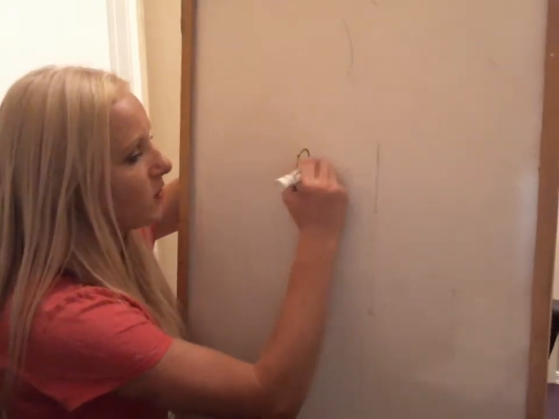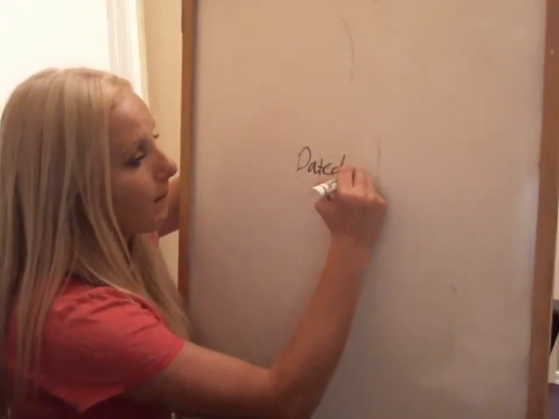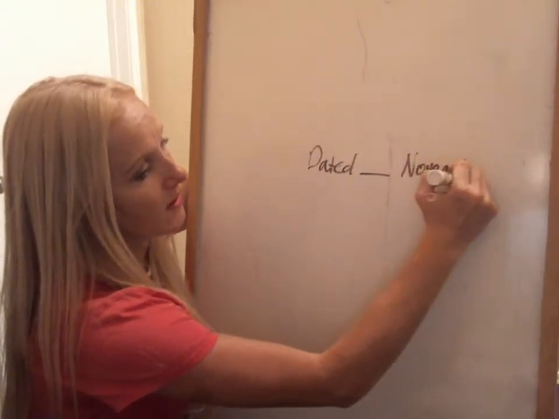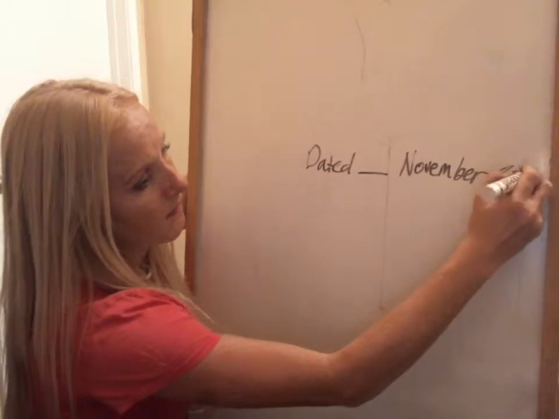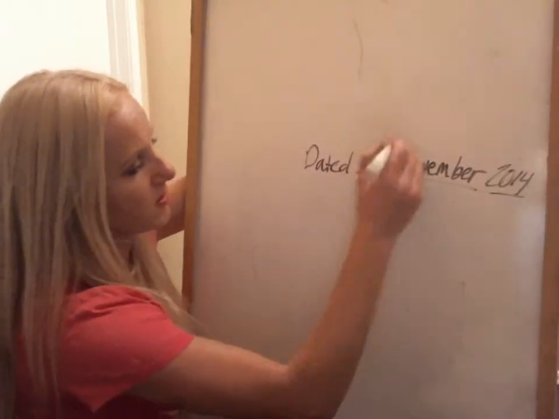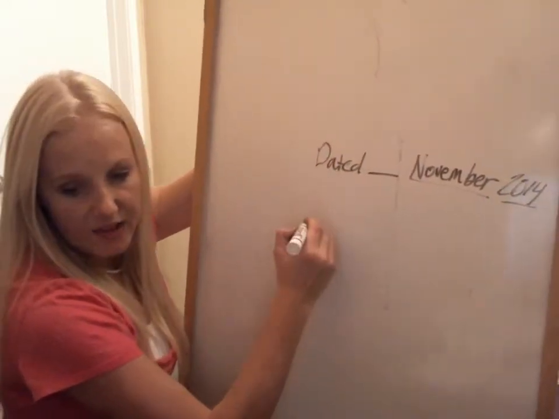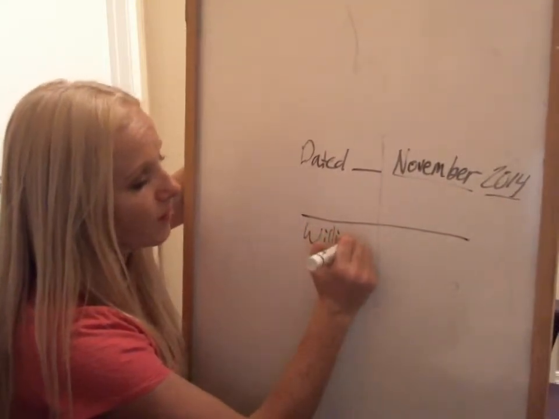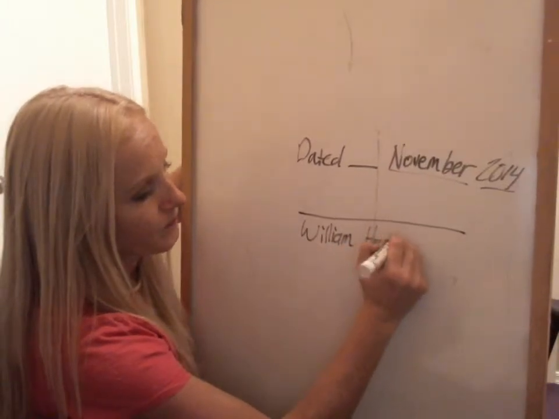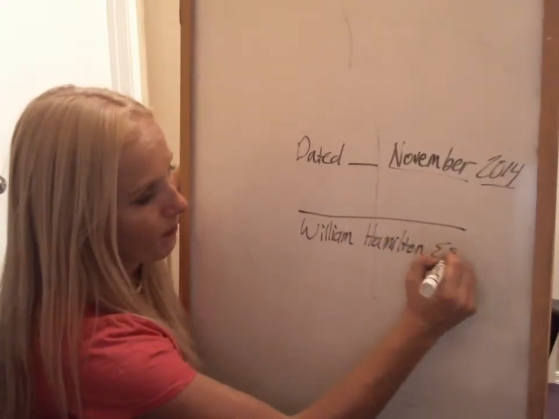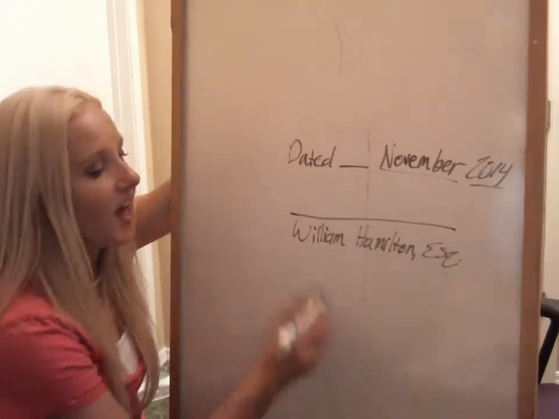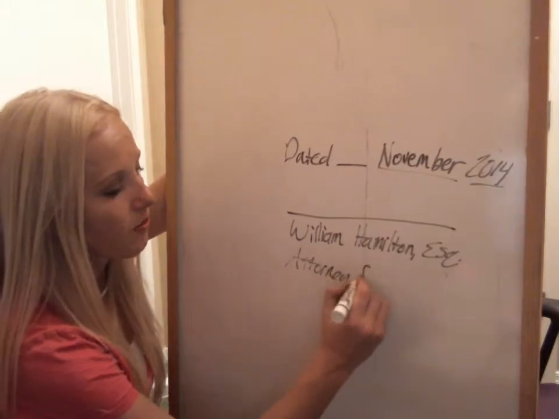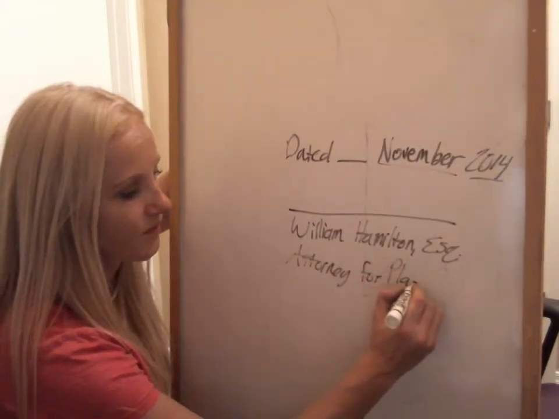But then this is mandatory. At the very end, you need the date, dated, what month you're in, and then the year. So dated, and then fill in the date. And then you need to have a line for the signature of William Hamilton, Esquire, which means attorney. And then again, you always want to include attorney for plaintiff.